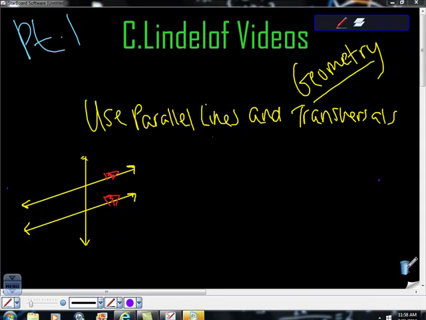Geometry. Today we're going to be learning how to use parallel lines and transversals. This is going to be part 1 where I go over the postulates and theorems, and then part 2 is where I'll actually be finding measures of angles and doing problems.